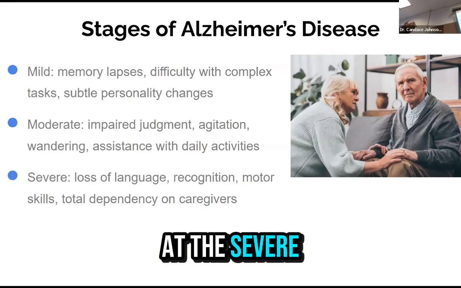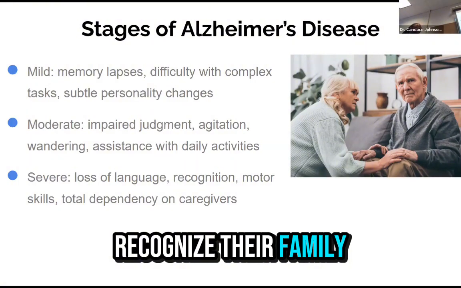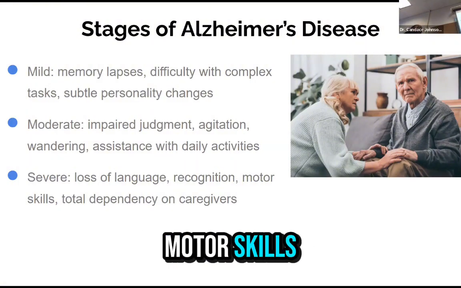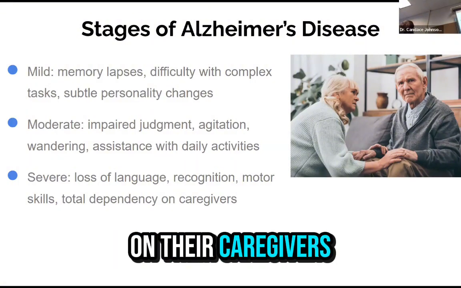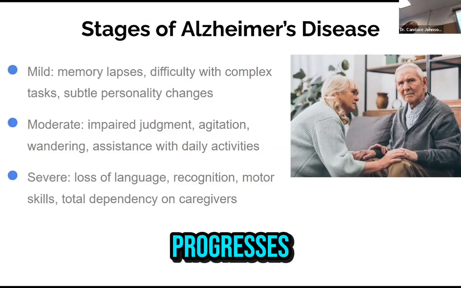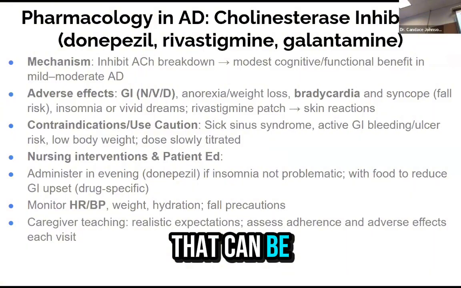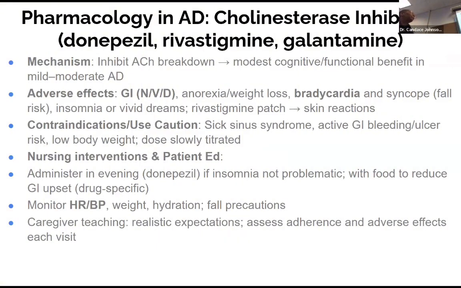Okay. At the severe stages, though, we have a loss of language. People do not recognize their family members. They lose their motor skills. They're totally dependent on their caregivers. So it's not just a matter of wandering. This disease progresses to severe stages that can bring about the patient's death.